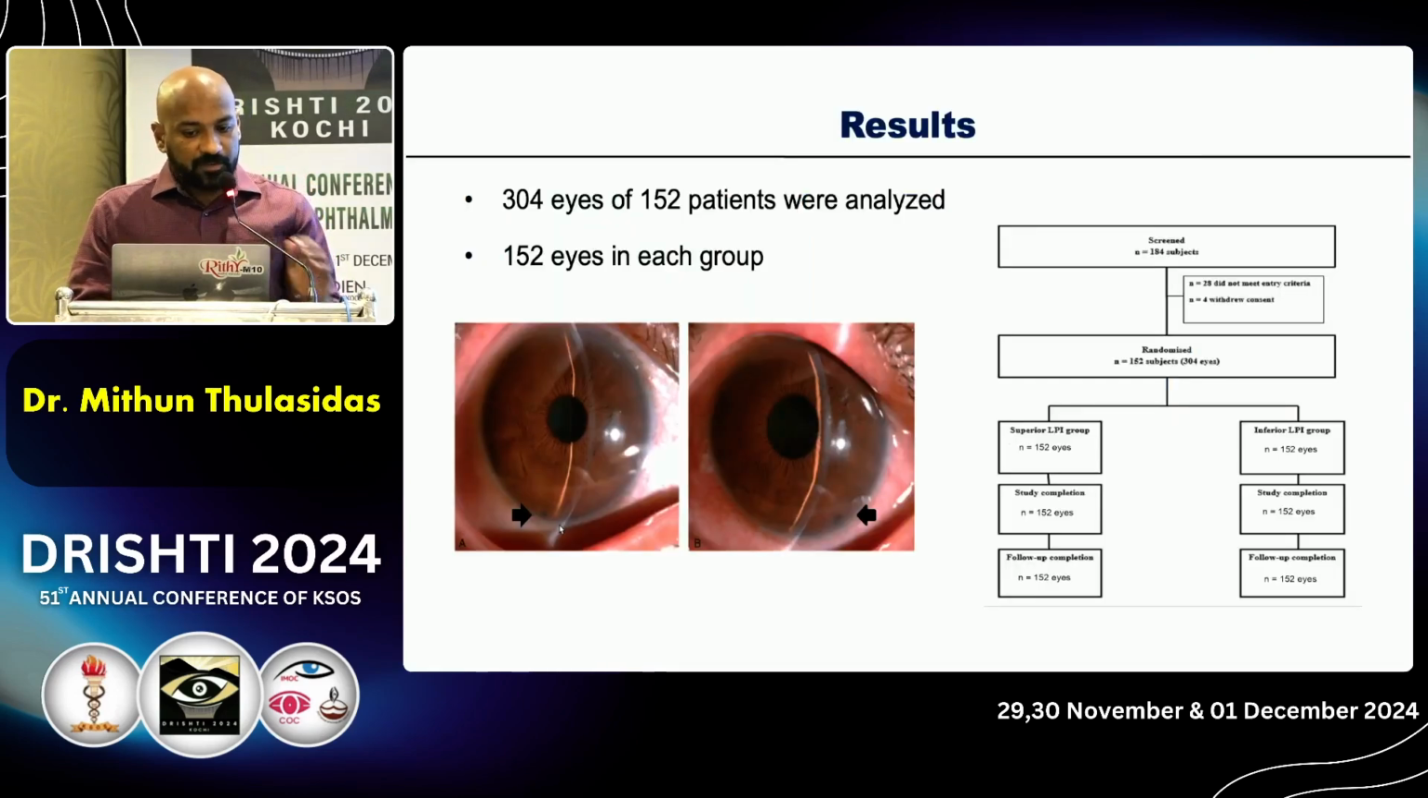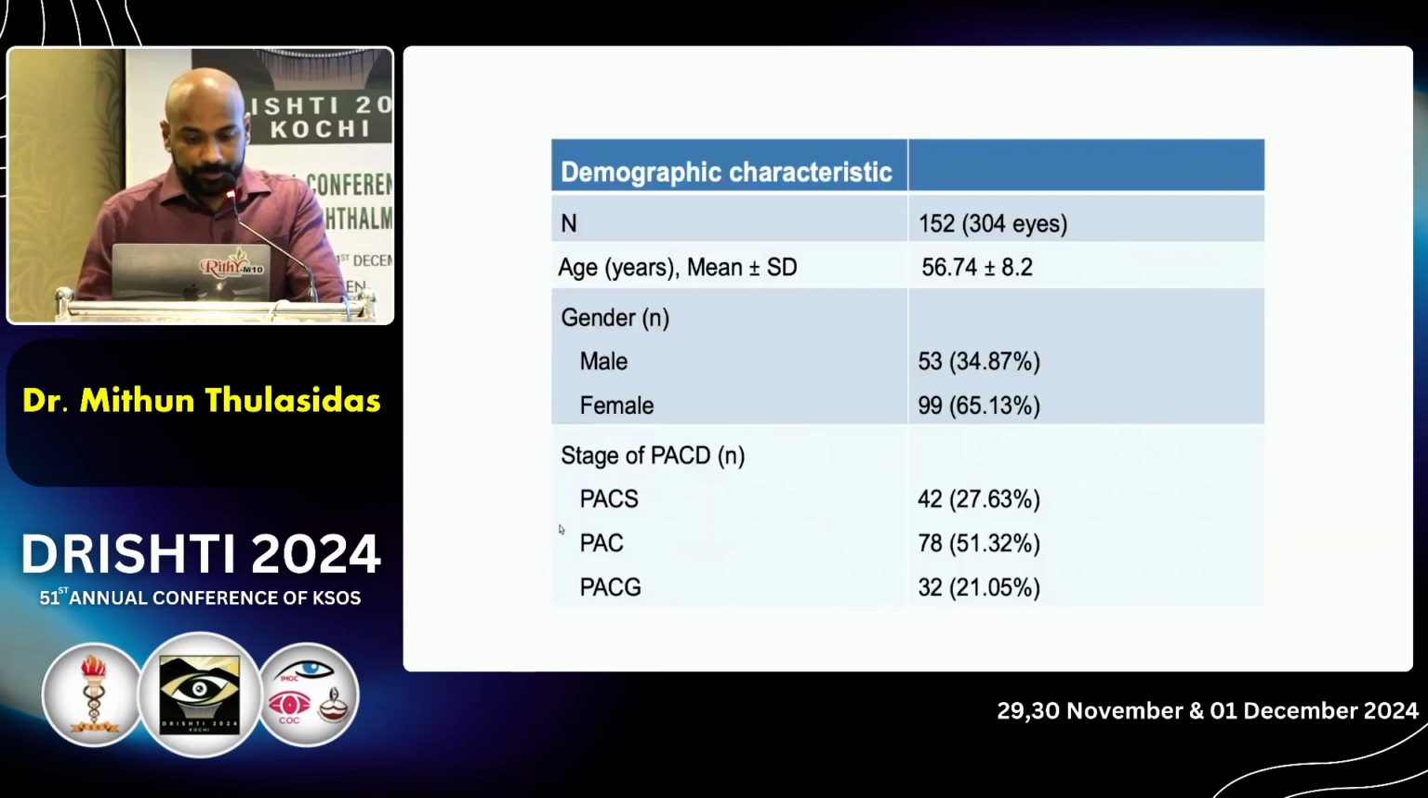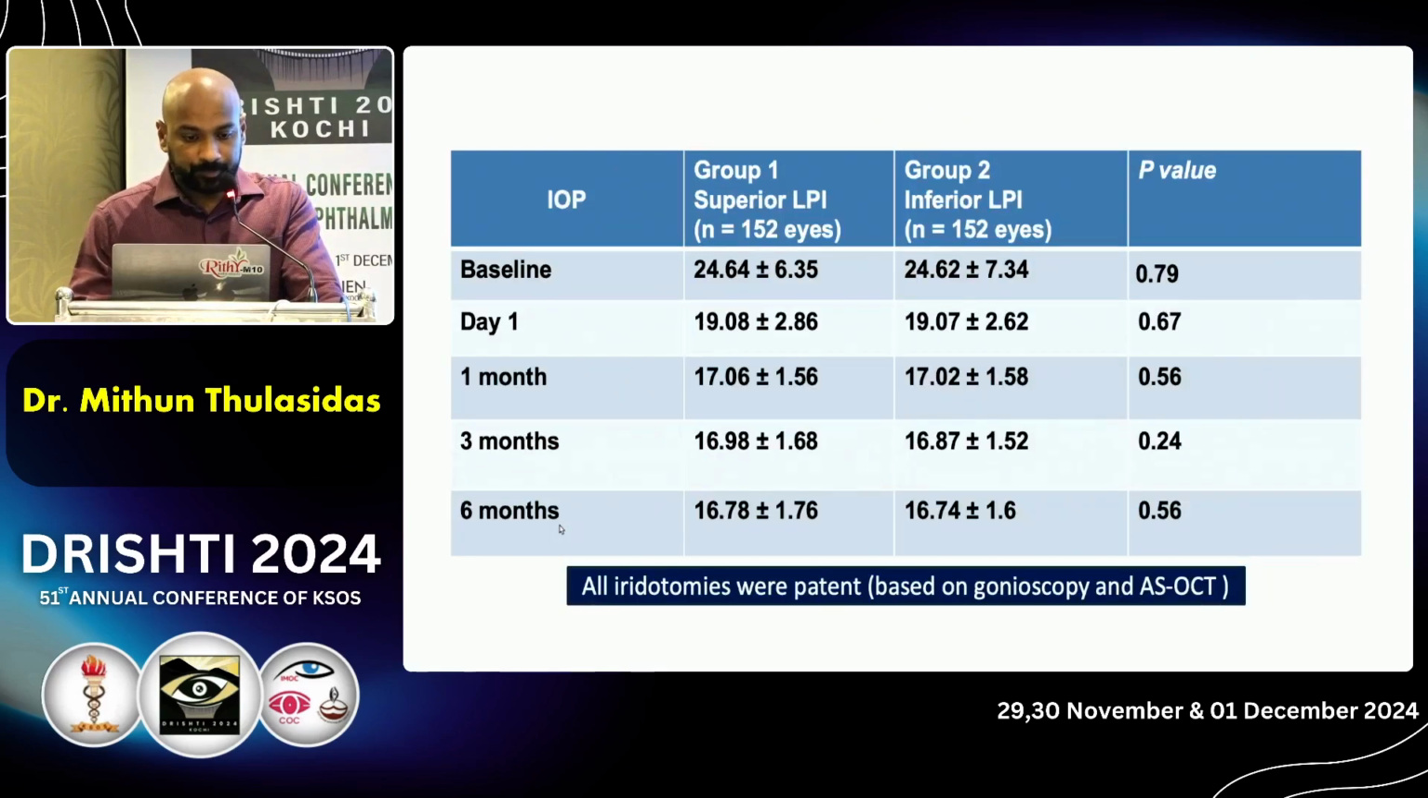Initially we screened 184 subjects, out of which 28 did not meet the criteria and 4 withdrew consent. So we finally included 152 patients, who were randomized to the superior LPI or inferior LPI group. Basically 304 eyes were analyzed with 152 eyes in each group. This shows the slit lamp images of 2 patients who had undergone the inferior peripheral iridotomy at 5 o'clock and 7 o'clock. These are the demographic characteristics of the study population.